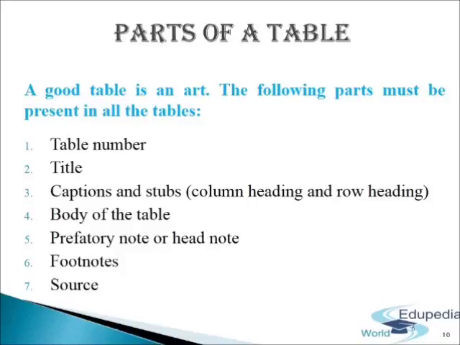Third point, captions and stubs, column headings and row headings. Headings and subheadings given to columns are called captions, while rows are identified by stubs. Both stubs and captions should be as brief as possible. Columns can be numbered according to requirement. The captions explain the figures in columns and stubs clarify the figures in the rows. We read figures of captions vertically and stubs horizontally.